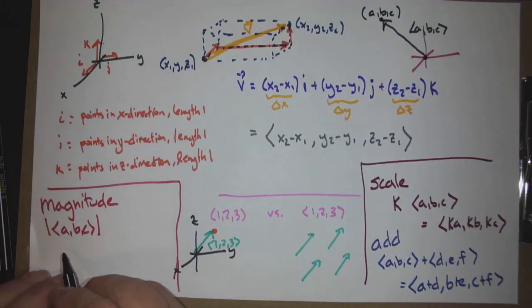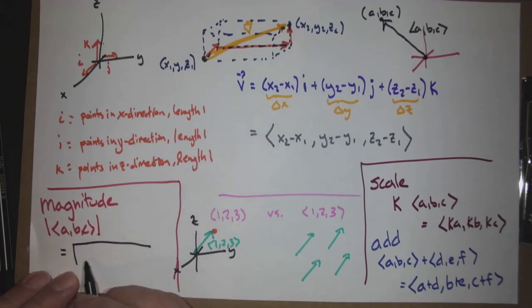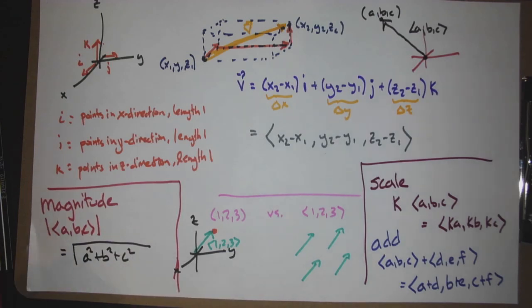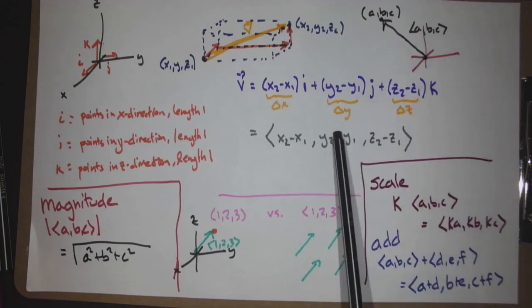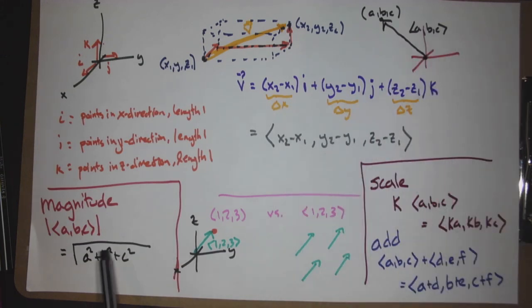So what is that? By the distance formula, it's the square root of a squared plus b squared plus c squared. But if you also remember the distance formula, you might remember that we said the distance formula is the square root of change in x squared plus change in y squared plus change in z squared. And that's what these a's, b's, and c's are measuring. All right, so we now have our basic rules. Any questions about our basics? Okay.